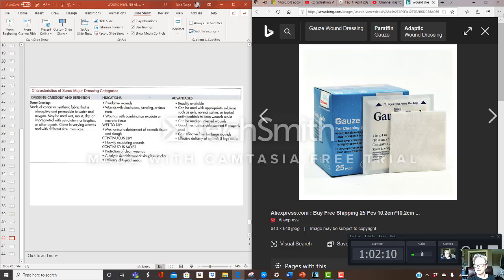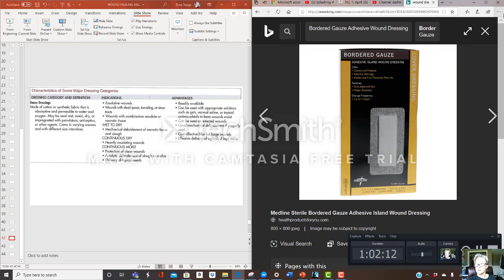Here's your gauze. Lots of different gauze. Made of cotton or synthetic fabric that is absorptive and permeable to water and oxygen. May be used wet, moist, dry, or impregnated with petroleum, antiseptics, or other agents. Come in varying weaves and with different size interstices.